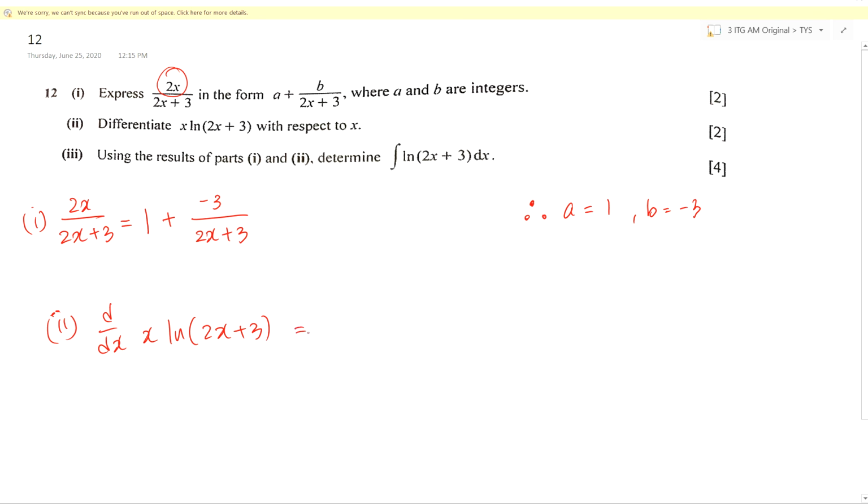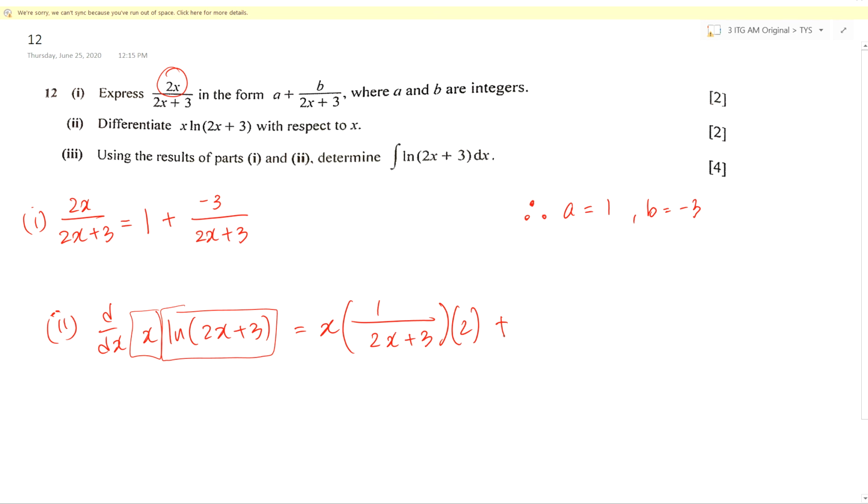When we differentiate, this is a product of 2 functions. First we have x and we have a ln. So copy, differentiate, plus differentiate, copy. Let's copy x and differentiate the ln. When we differentiate a ln, it's very simple: just 1 over 2x plus 3, then we multiply it with the differentiation of inside the bracket, from outside to inside for our ln.